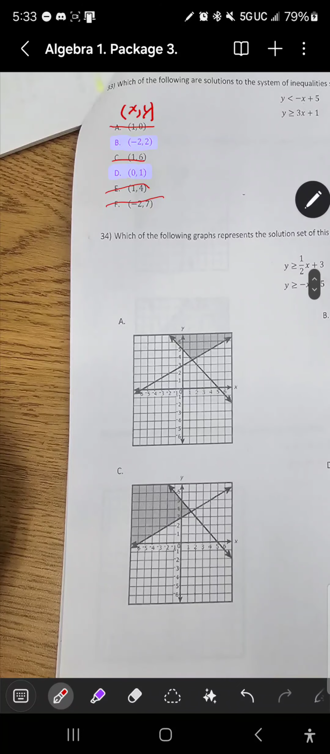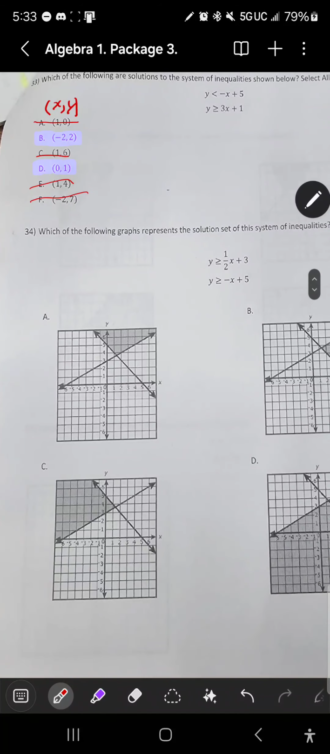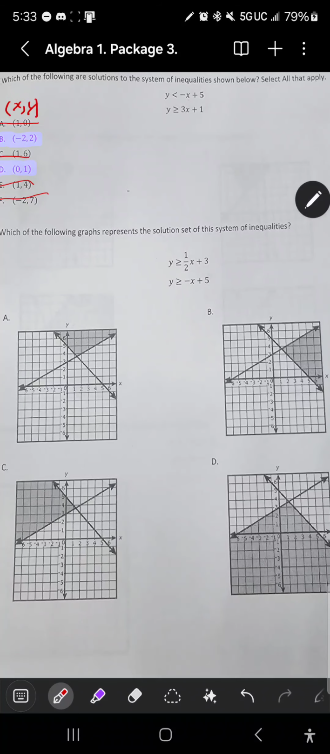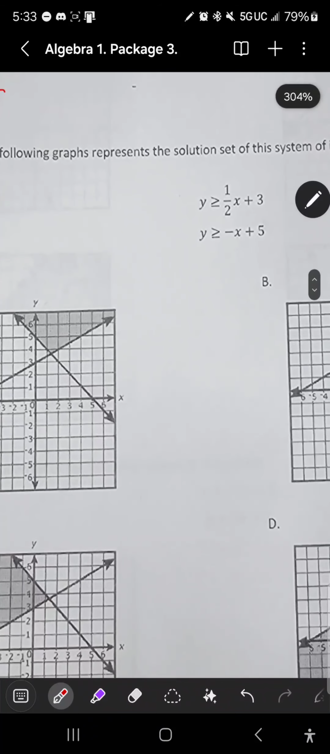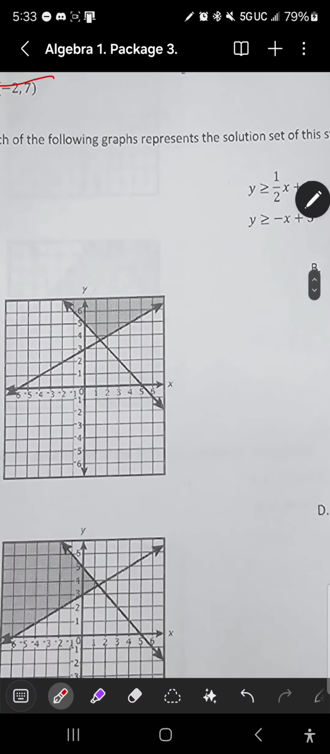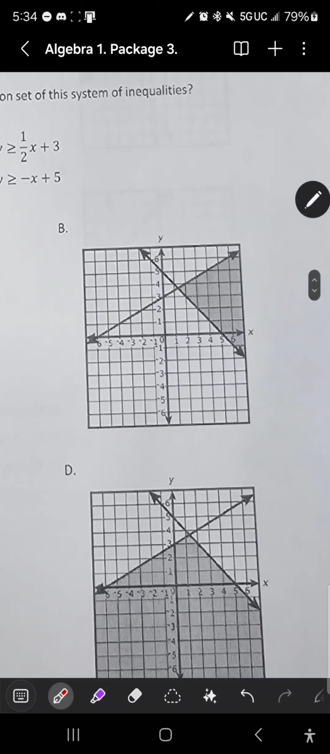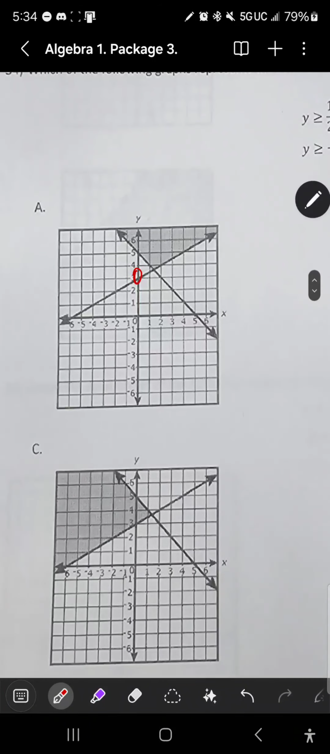Now let's continue. 3, 4. Represent the set of solutions of the inequalities. Okay, let's see this. We have this one, which is the positive one, 1/2 x plus 3, so this is the y-intercept. Y-intercept 3, y-intercept 3, y-intercept 3 again. So we are fine with that. Also, all of them have the slope of 1/2.